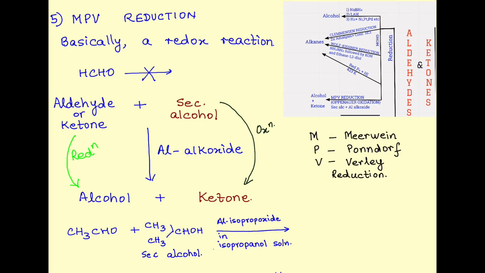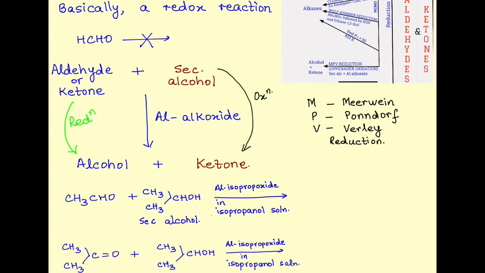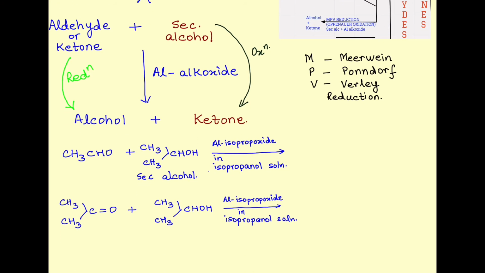So reduction and oxidation are taking place. Now, instead of words, we actually have to deal with formulas, right? So we are going to go to that step by step. CH3CHO, that's the aldehyde we've taken. The secondary alcohol, isopropyl alcohol or propan-2-ol. The alkoxide that we are using over here is aluminium isopropyl oxide. Don't worry, this sounds like a big name, but we are going to break it down to make it simple.